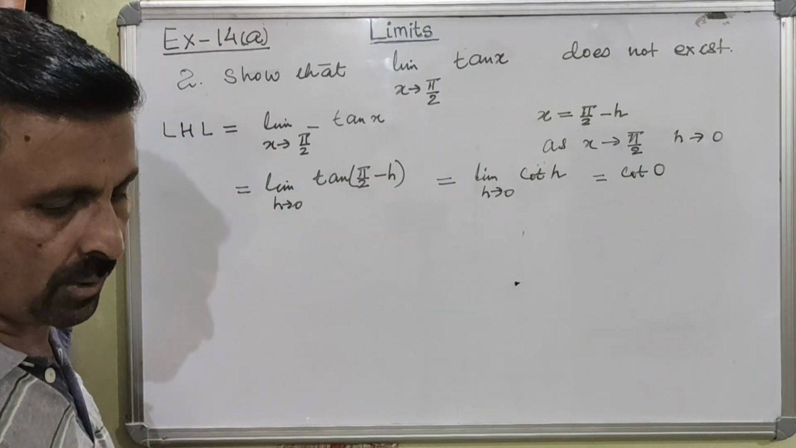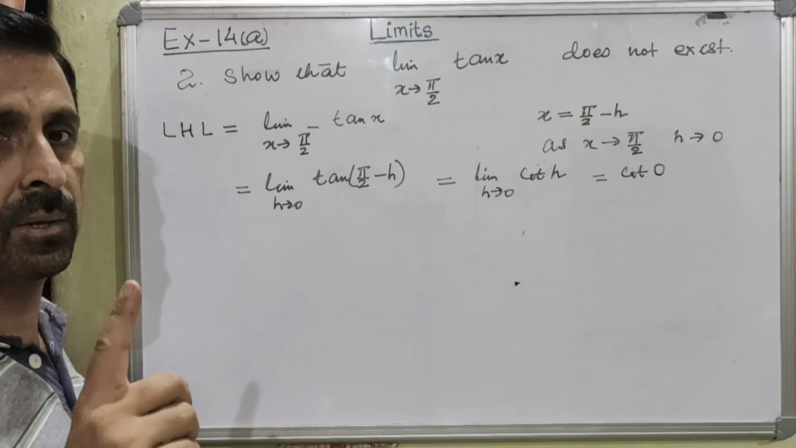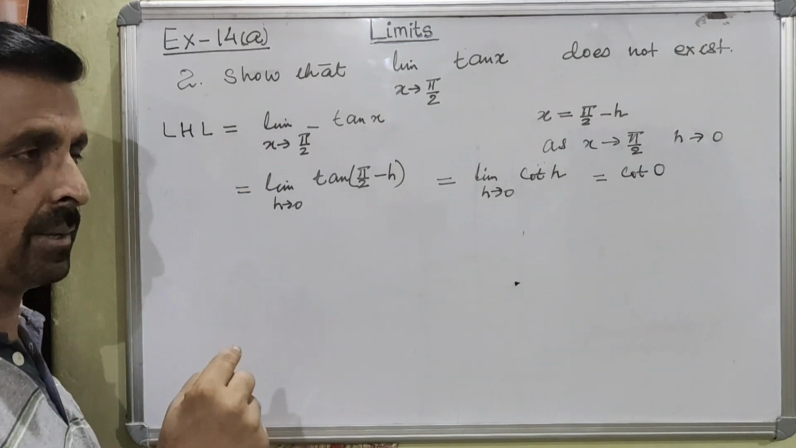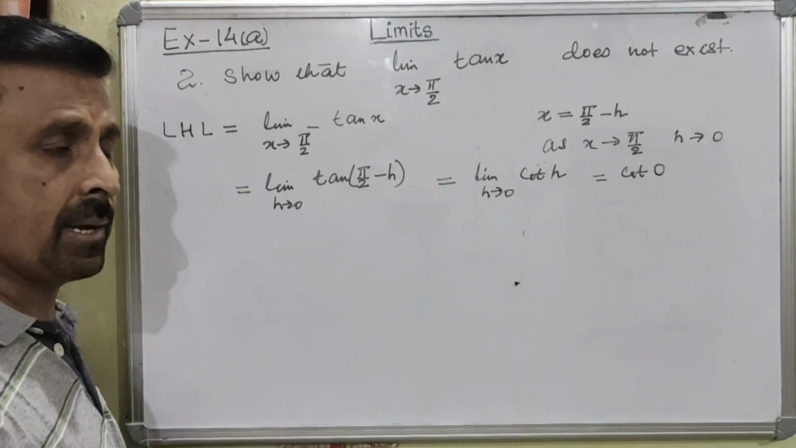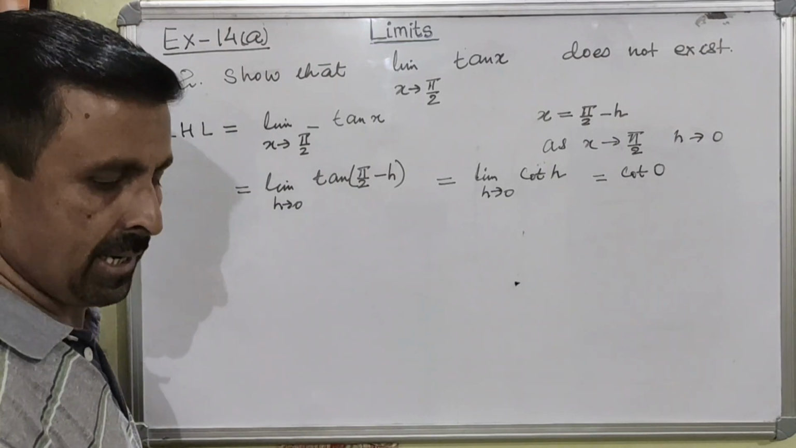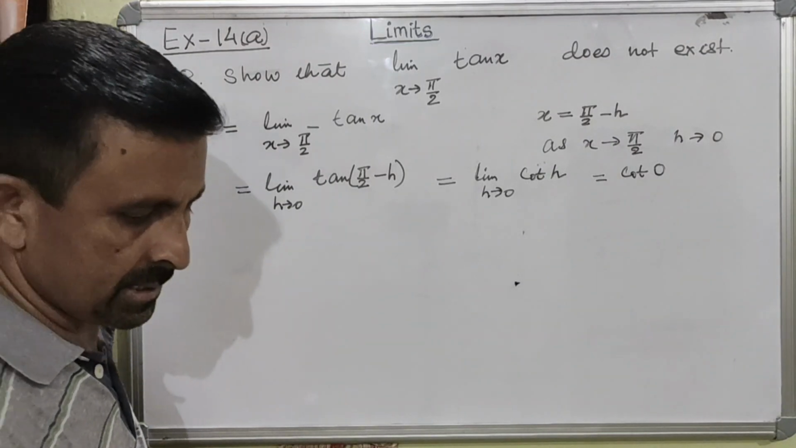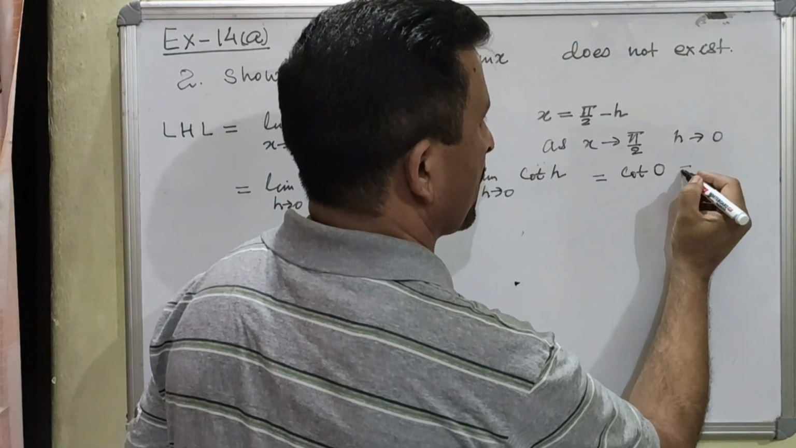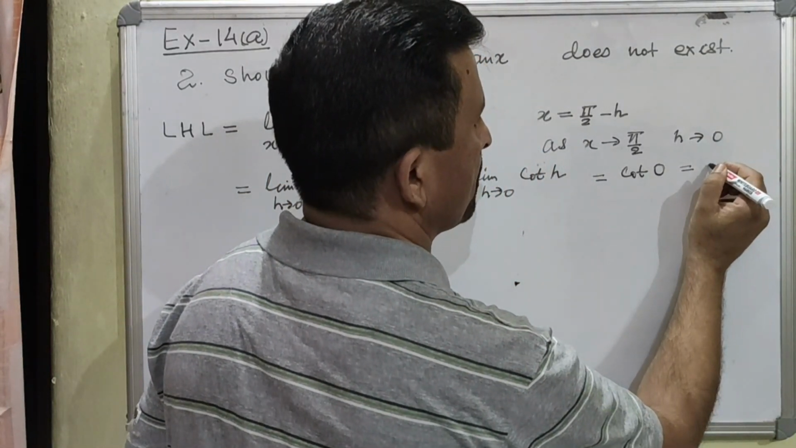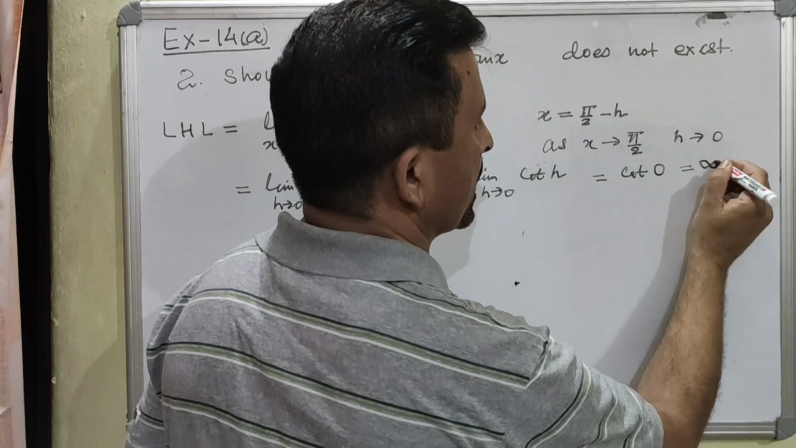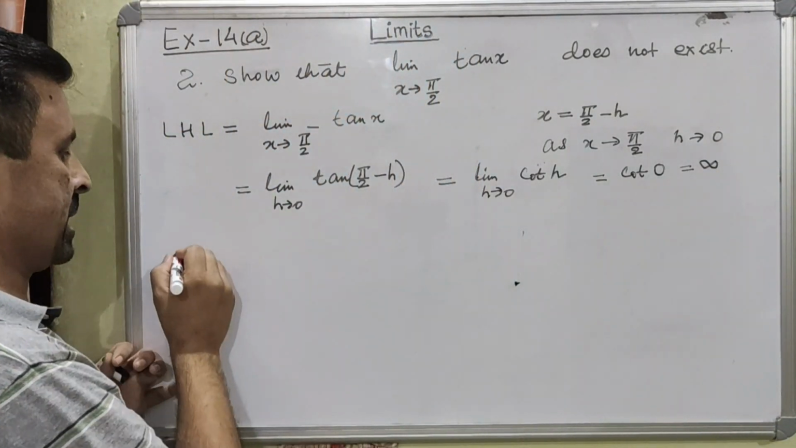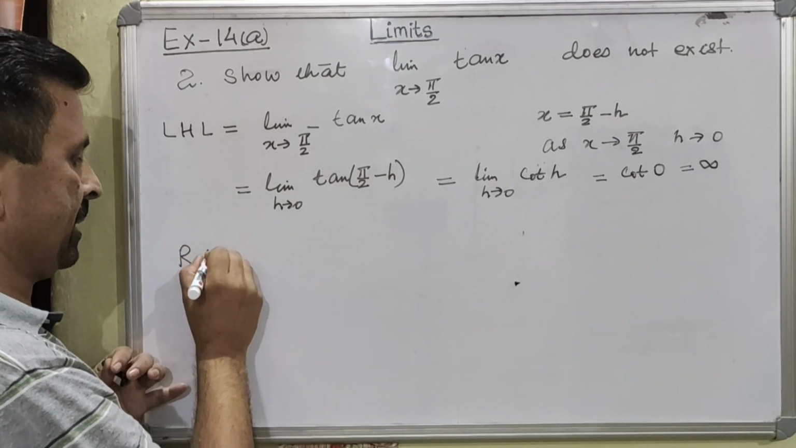Cot of 0 is what? Tan of 0 is what? Tan of 0 is 0, because it is 0 over 1. Therefore cot 0 will be infinity. Is this okay? This is equal to infinity. This is the value of your left hand limit. Now let us calculate the value of the right hand limit.